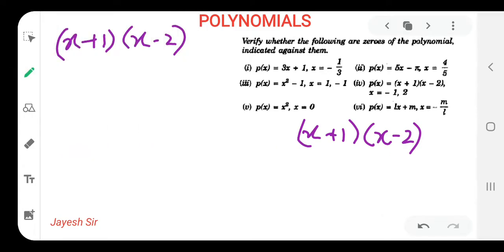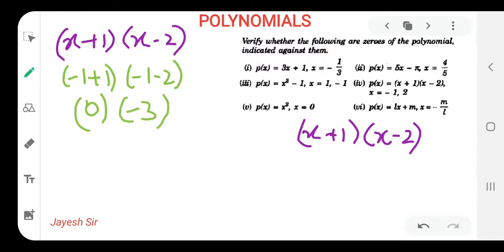Here we want to put the value of x as minus 1, so I am putting minus 1 plus 1, and here also x value minus 1 minus 2. Now minus 1 plus 1, that means 0, and minus 1 minus 2, that means minus 3. Anything multiplied by 0 gives us the result 0 only, so we can say this is a zero of the polynomial. I hope you all might have understood.